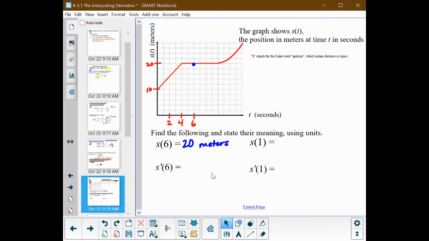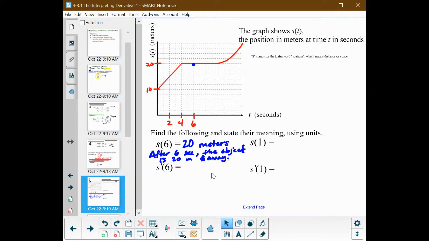And our units here is 20 meters. So state the meaning using units. So after 6 seconds, whatever our object is, the object is 20 meters from, or 20 meters away, we can say. There we go.